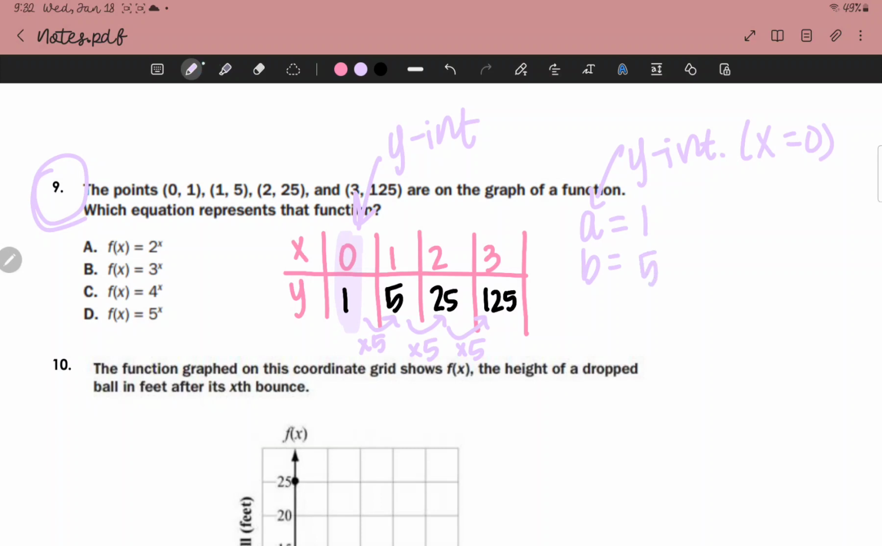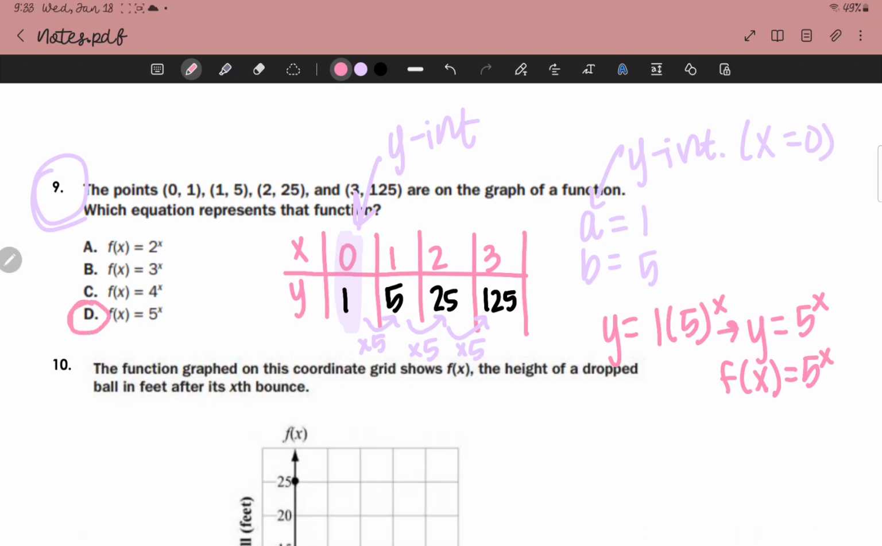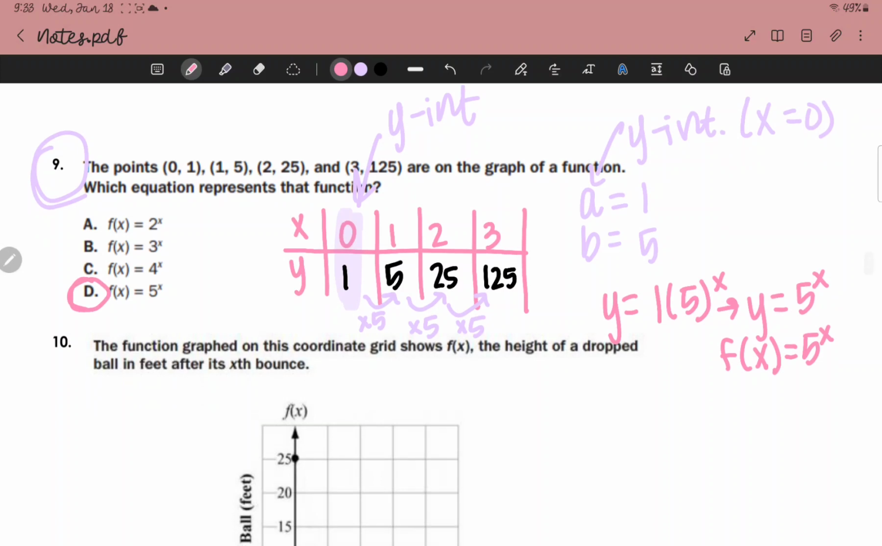Lastly, I just need to make that into an equation. My equation is y equals A times B to the x, so 1 times 5 to the x. If it's just a 1, it doesn't have to be there. It can just be an invisible 1. So I could convert this to y equals 5 to the x. And if you want to make any equation into a function, just replace y with f of x. So I really have f of x equals 5 to the x. And the option that matches that exactly is option D. So that was your answer for number 9.